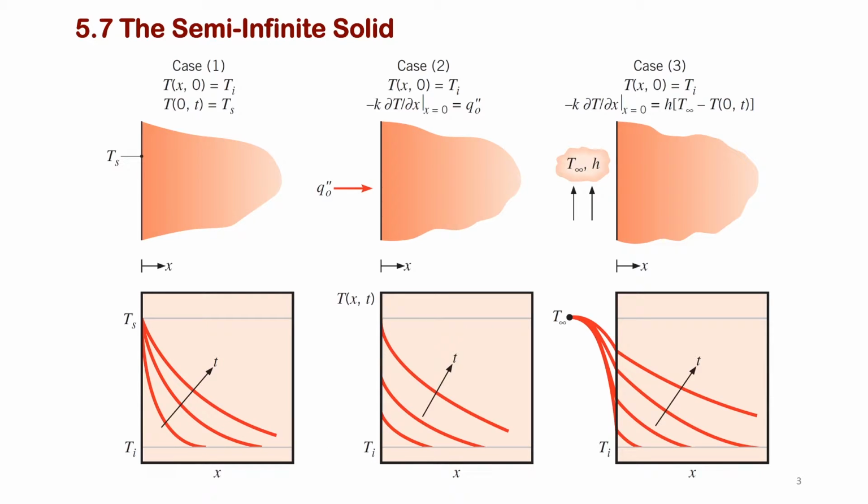Now let's go back to the three different cases that I introduced before I went through the derivations. In case one, we have a semi-infinite object, and the boundary has a constant temperature given to be Ts. In case two, we have constant flux hitting at the left side of the semi-infinite object. And in case three, we have convection taking place on the left hand side of the semi-infinite object.